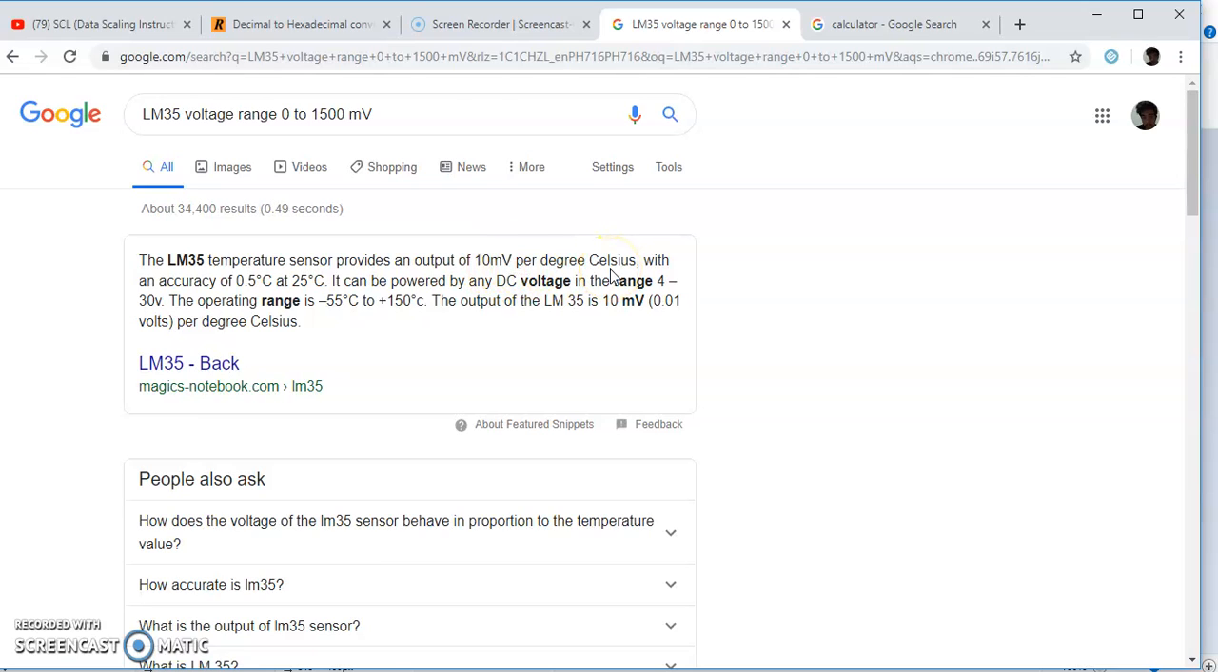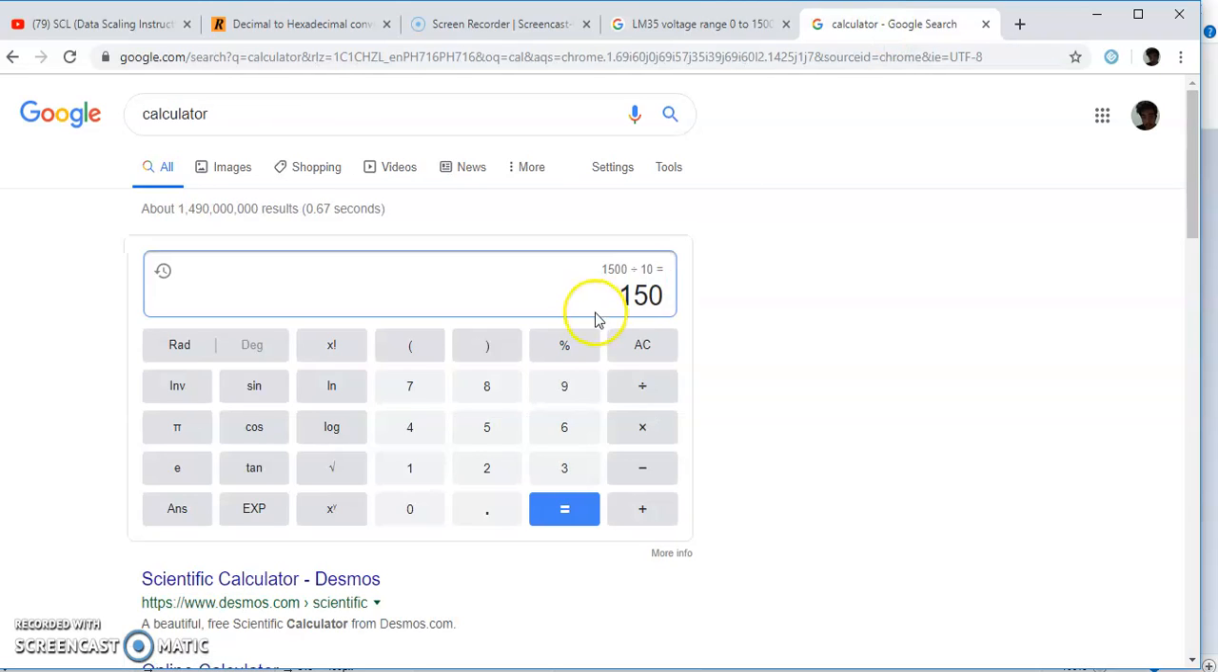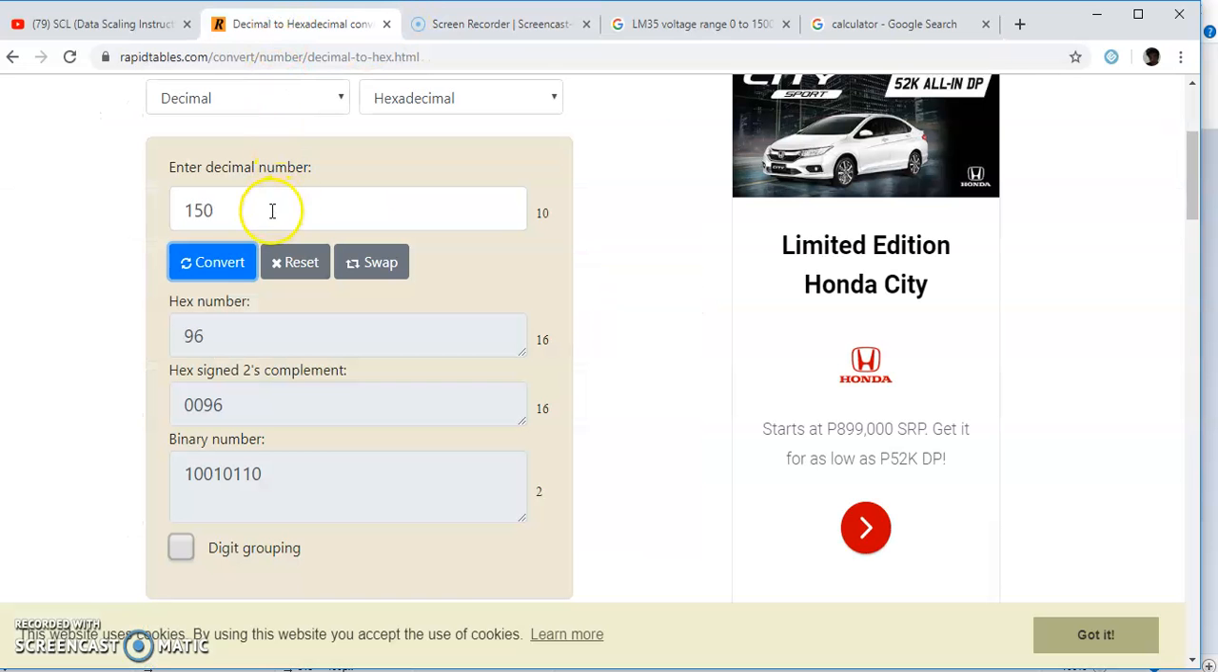Considering our highest value that we can have for our LM35 is 1500, we can calculate for the offset of it. So 1500 divided by 10, so this would be our offset. So going to our decimal to hexadecimal converter, we can change 1500 into a hex number, which is 96.